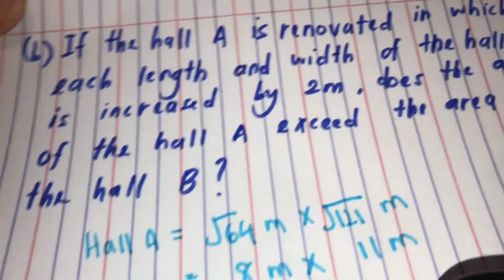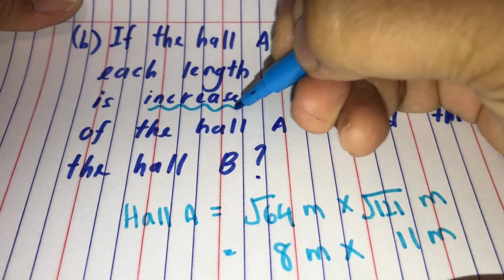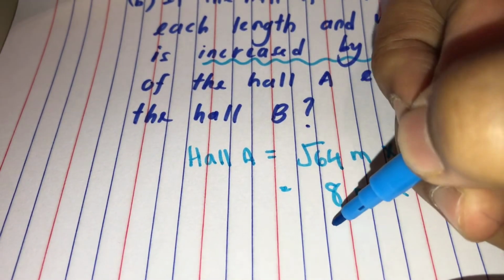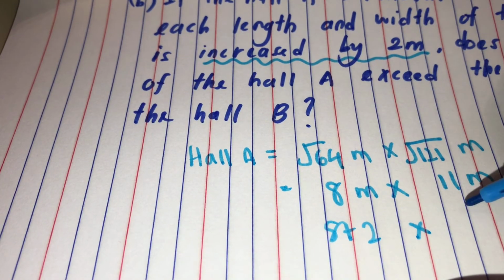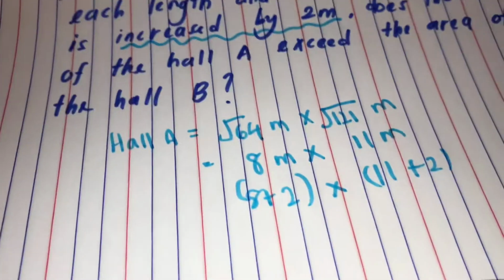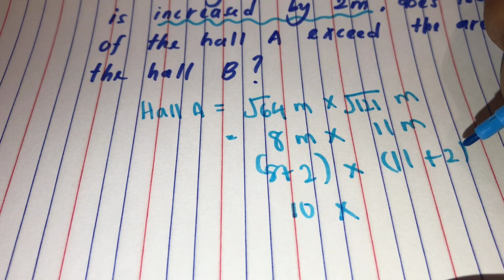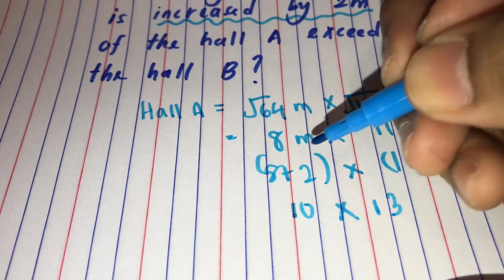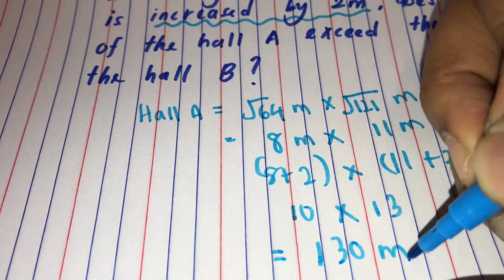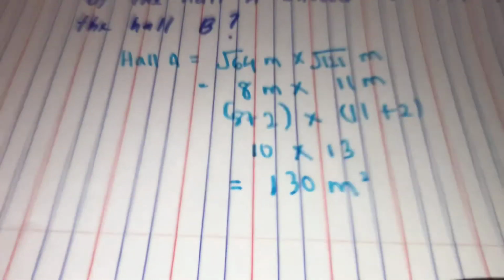Now the question says length and width increase. Okay, highlight this one. Increase by 2. Now 8 plus 2 times 11 plus 2. Okay, 8 plus 2 is 10, times 11 plus 2, you get 13. So 10 times 13, you will get 130 meter square. Okay, now you get 130 meter square.